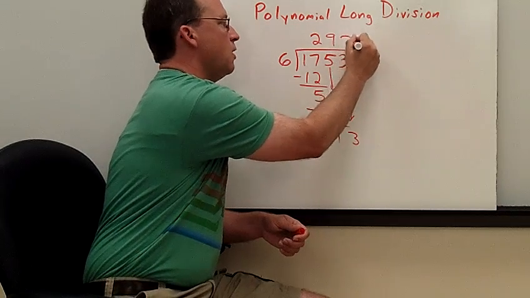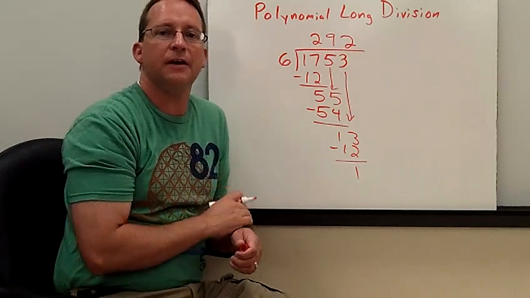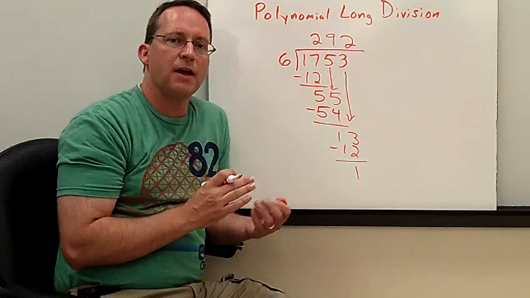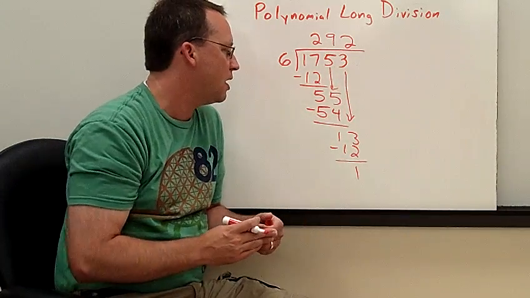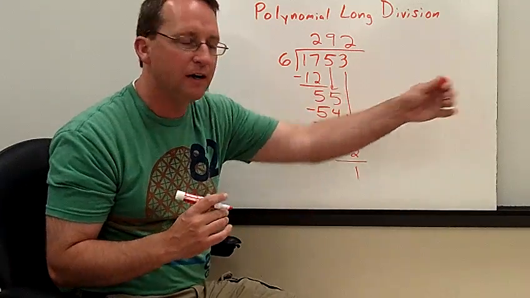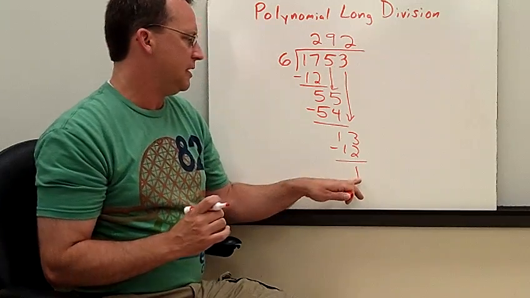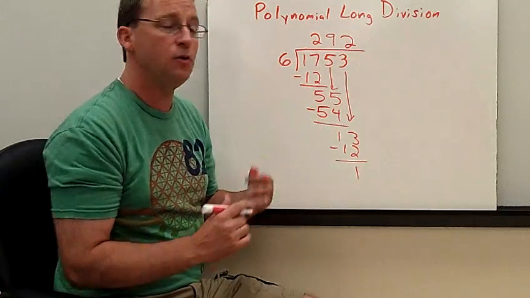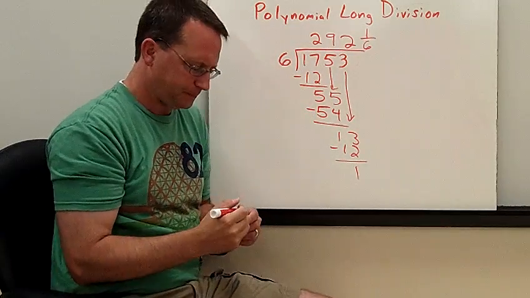6 will go into 13 twice. And then, well, this didn't divide evenly. We had 1 left over at the end. We deal with this a few ways. With regular numbers, sometimes you put a decimal point and some zeros, trying to get a decimal answer. Sometimes you just write remainder 1. The way we're going to see this work with polynomials most of the time is we would have called this 1 over 6. We'd say 292 and 1/6 would have been our final answer there.